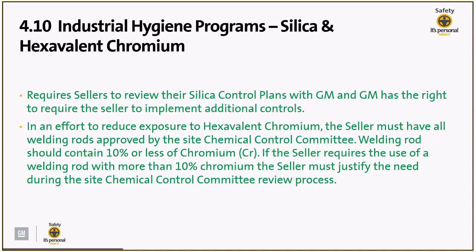In addition, we also have a secondary one, which is looking at hexavalent chromium. We now require that welding rods be approved by the site's chemical control committee prior to being used. Our goal is to make sure that the welding rods contain 10% or less of chromium. And the seller would need to have justification to use a welding rod with more than 10% chromium.